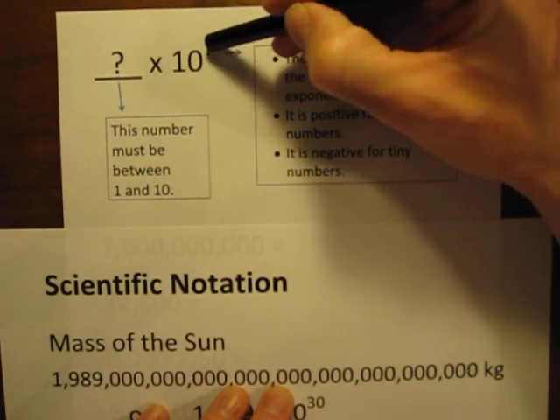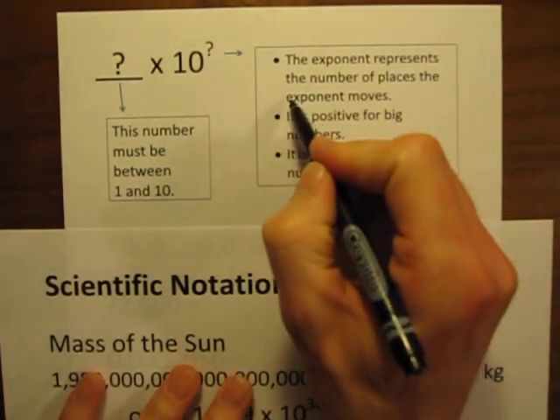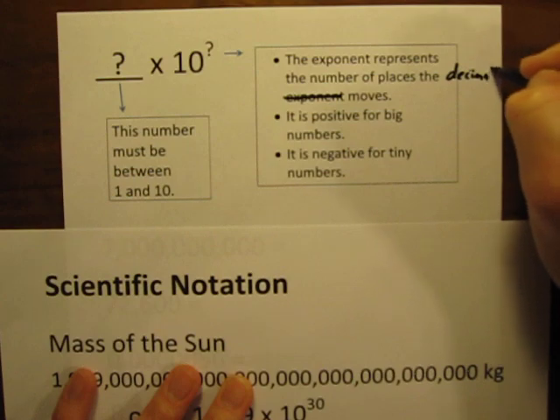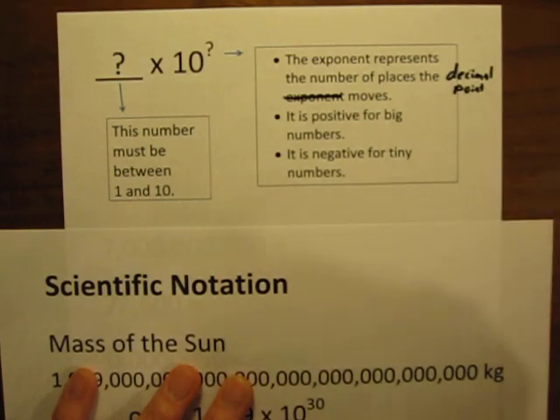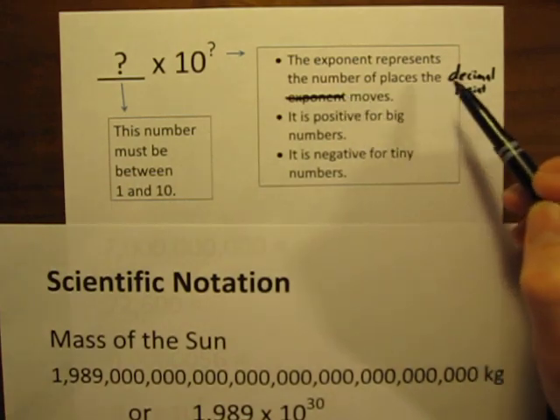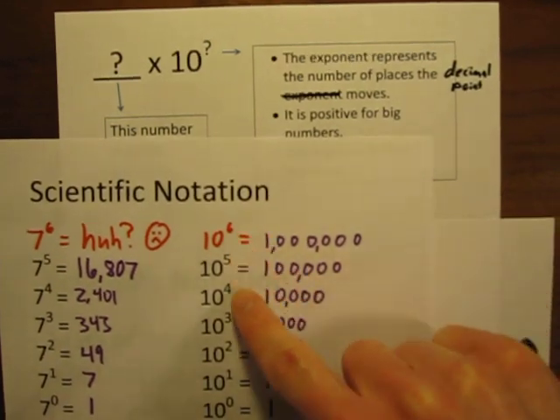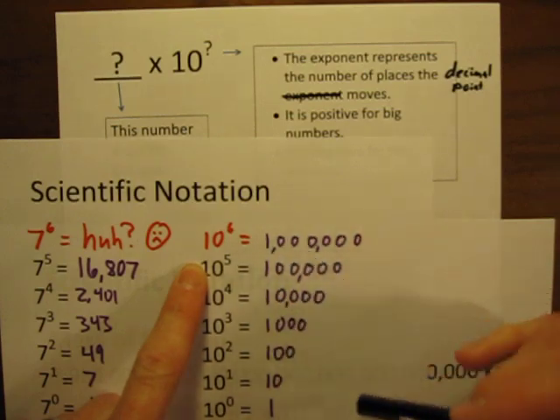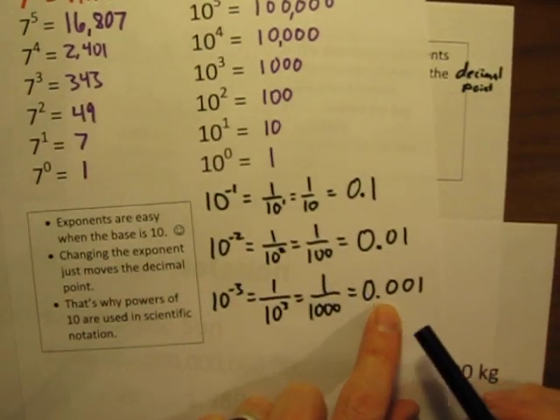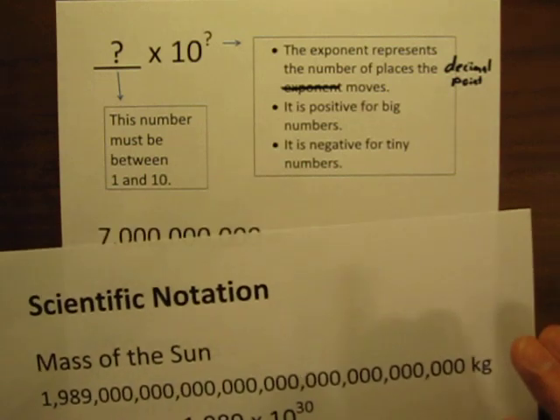And that exponent, that number, represents, as I said before, the number of places the decimal point moves. That's really annoying that I have that error there, but oh well, we'll have to live with it. So the exponent in this case represents the number of places that the decimal point moves. And this exponent, as I just showed here, is going to be a positive number if you're dealing with huge numbers like millions and billions or whatever. But as soon as you start dealing with tiny numbers, like this here for example, now our exponents are going to be negative numbers. So let's look at some actual examples then.